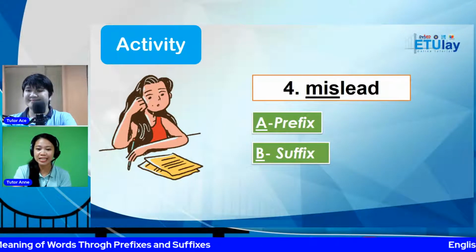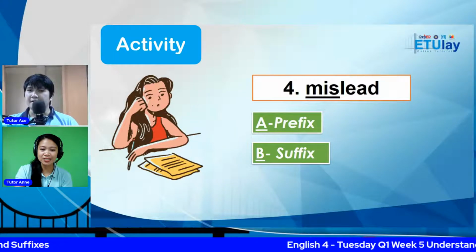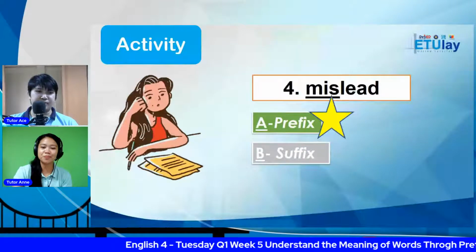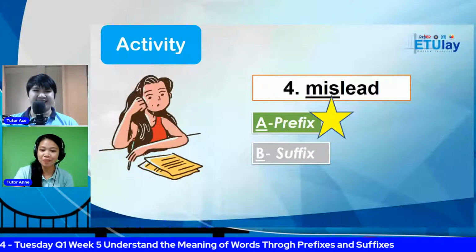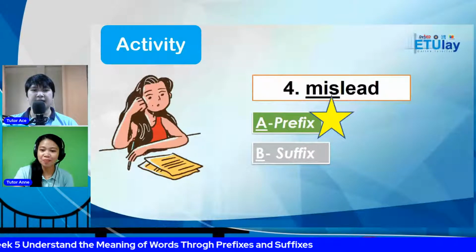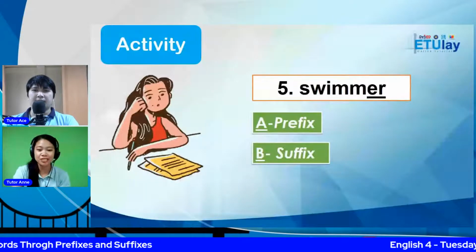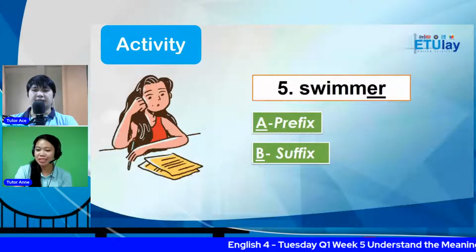At meron na tayong mga sagot from Erica, Aki, and Rovin. They said it's letter A. So let's see. The correct answer for number four is letter A, prefix. Ayan. And we have here number five. The word is swimmer. We have the underlined letters there, ER. So ano ba yan? Prefix or suffix? So let's find out.